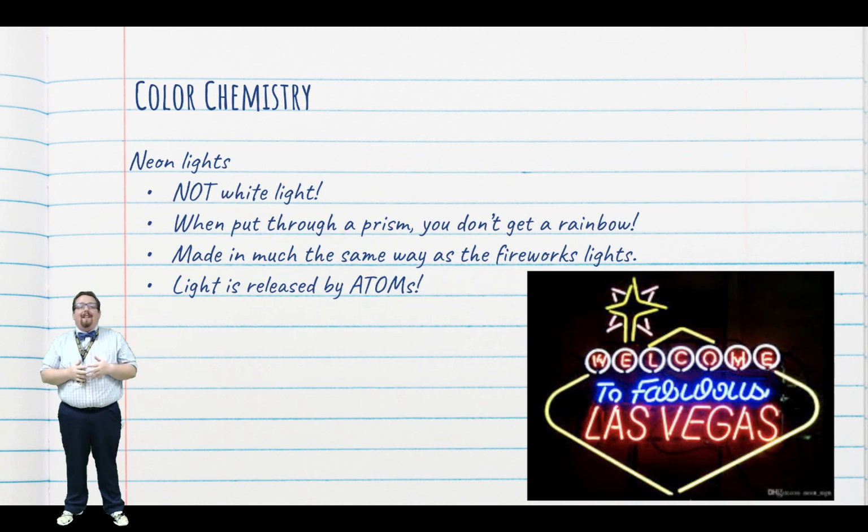You might also wonder how they get neon lights to show such bright, beautiful colors. Neon lights are not made up of white light. They're made up of specific combinations of different colors of light. You don't get a rainbow when you put that light through a prism. You get specific bands of color. This light is made in a similar way to the firework lights, but instead of explosives, we use electricity to excite the electrons in those atoms.